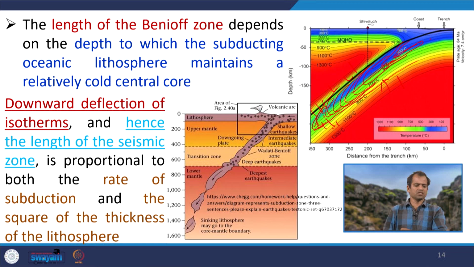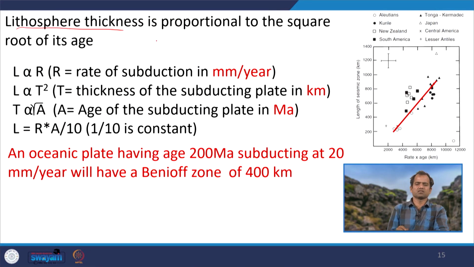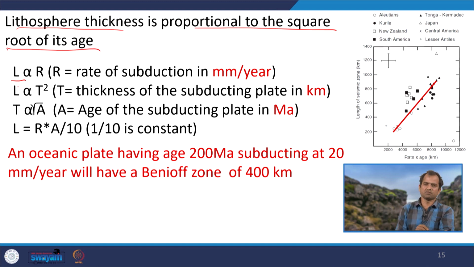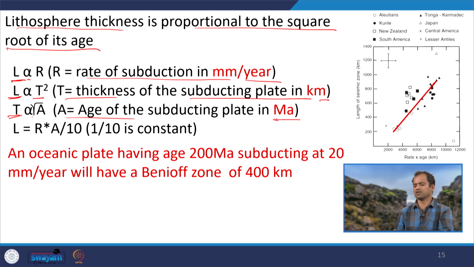The lithospheric thickness is proportional to the square root of its age. So L, the length of this Benioff zone, is proportional to R, where R is the rate of subduction in millimeter per year, and L is proportional to T squared, where T is the thickness of the subducting plate in kilometer. This thickness is proportional to the square root of its age, in million years. We can combine these three relations into one, so the length of the Benioff zone will be like this.